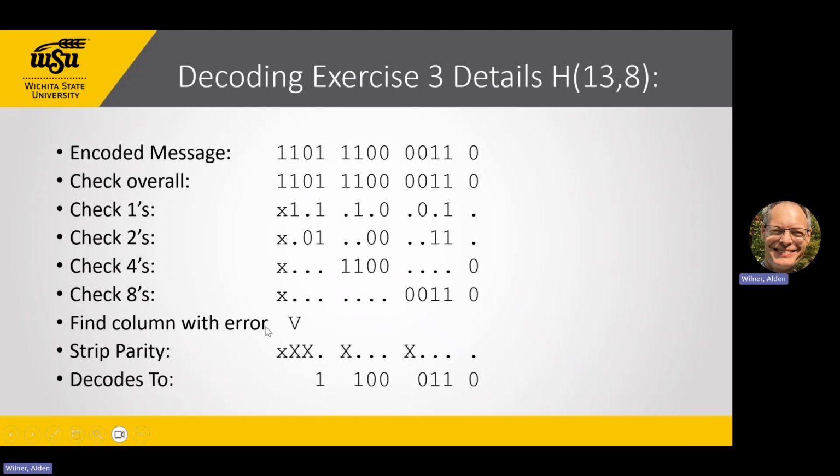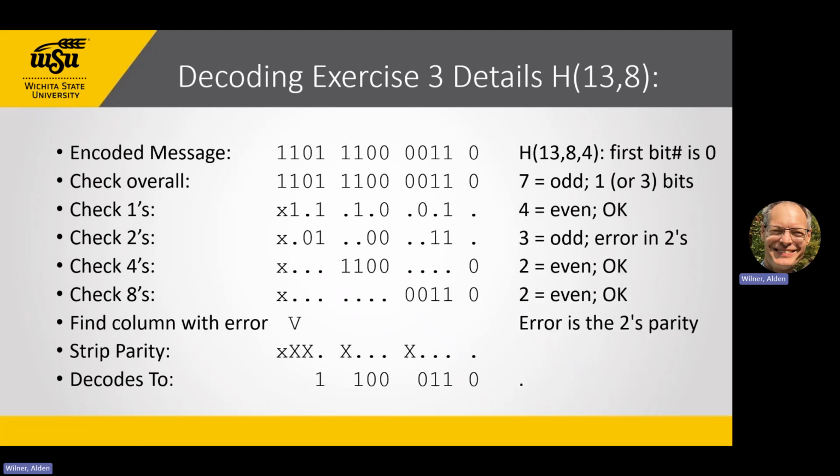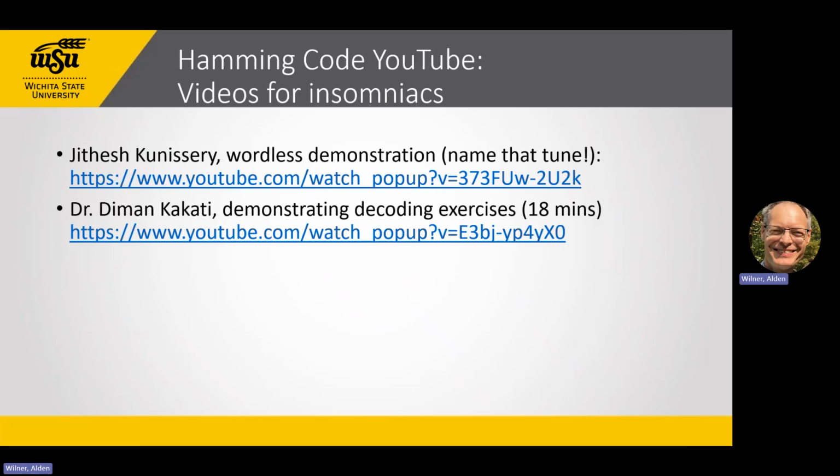I have a one-off error. This should be moved over one space. Should be pointing to this X. And so we decode the message just by stripping off the parity bits, and we don't have to flip any bits in the message stream. Okay. First bit is 0, 7 is odd, 4 is even, 3 is odd, 2 is even, 2 is even. Error is the 2's parity bit. Okay.